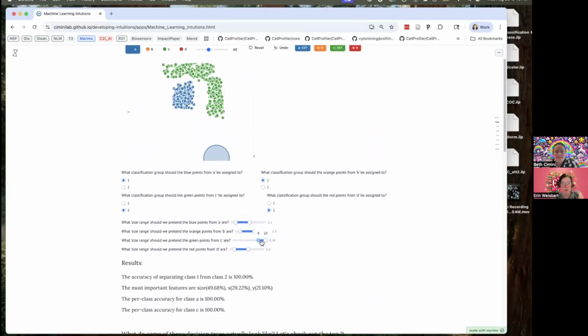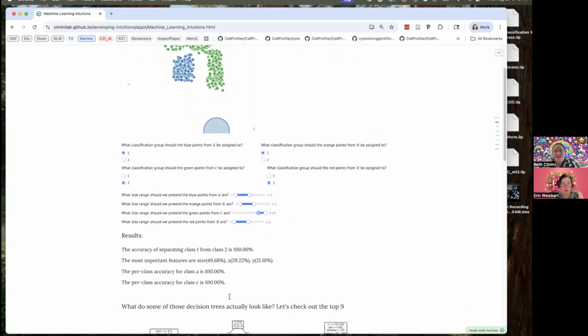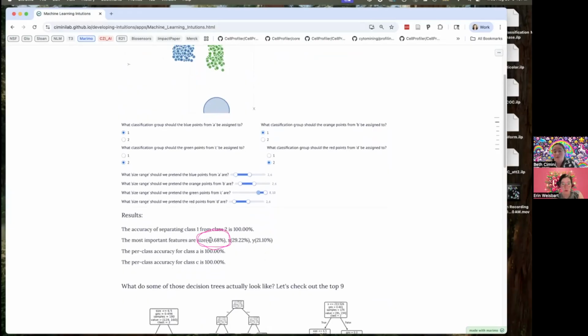So if I do this, our decision trees, which before weren't really using size at all because size was the same, are now 50% based on size.